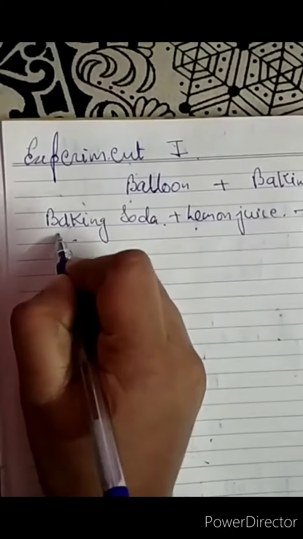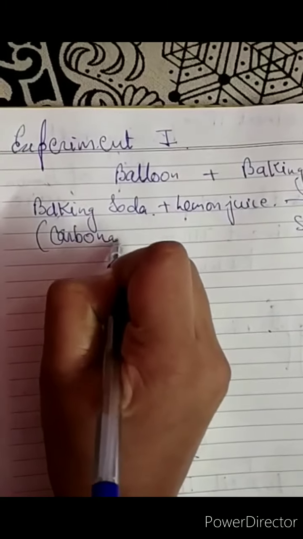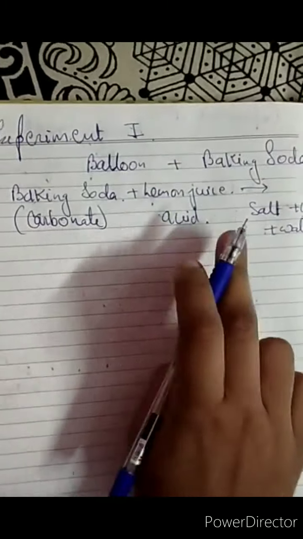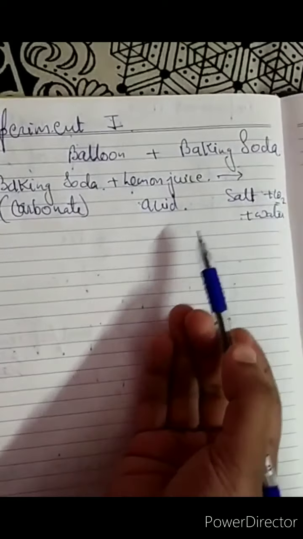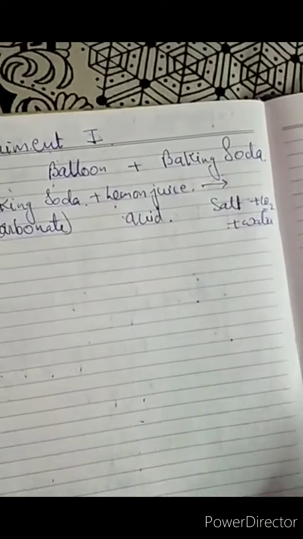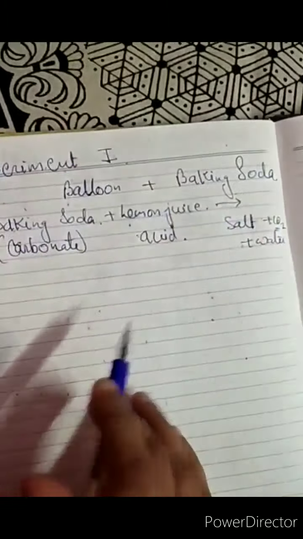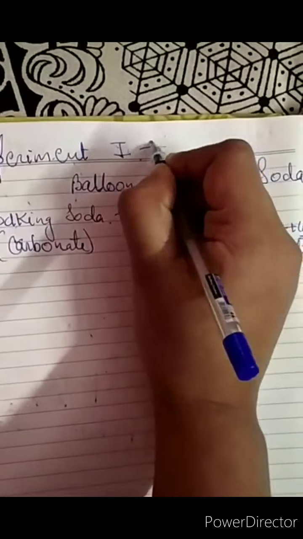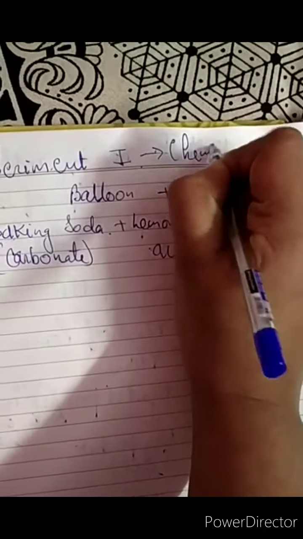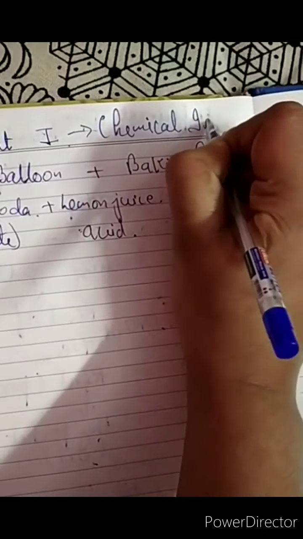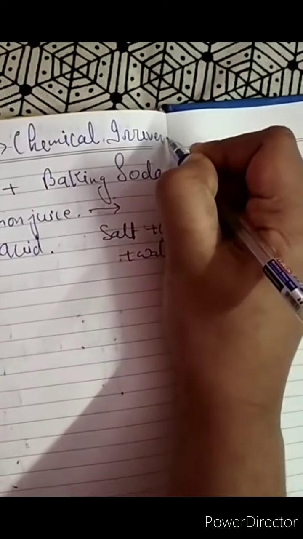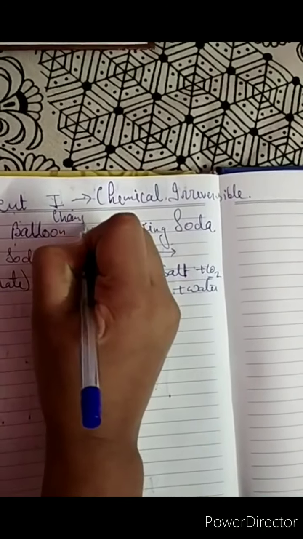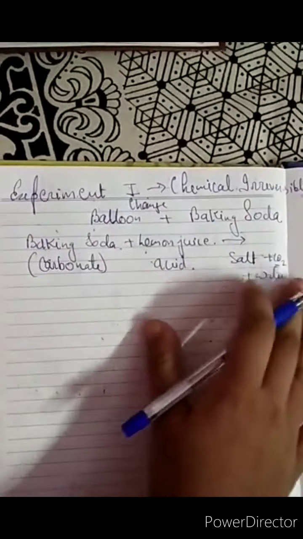Okay, so what is this baking soda? Baking soda is simply a carbonate, and lemon juice is acid. Right, so carbonate and acid, as you know in chemistry, gives you salt plus carbon dioxide plus water. And this change is, you know, what many students learn as the topic chemical irreversible change. So this is an example of that chemical irreversible change.